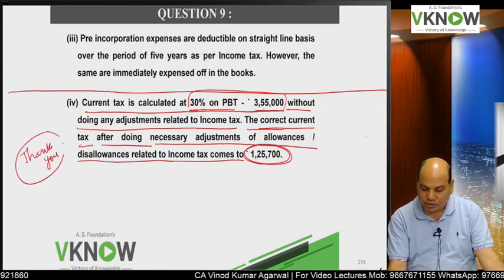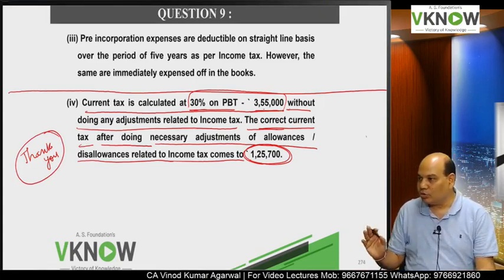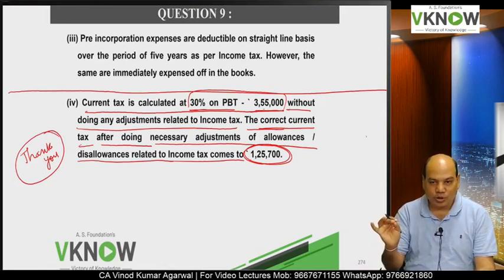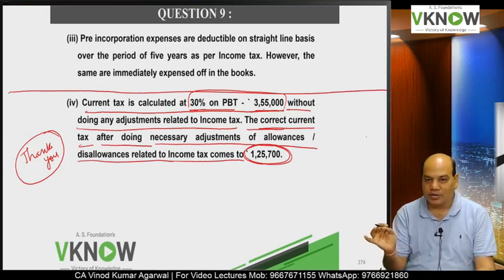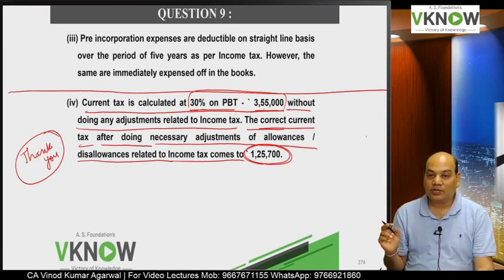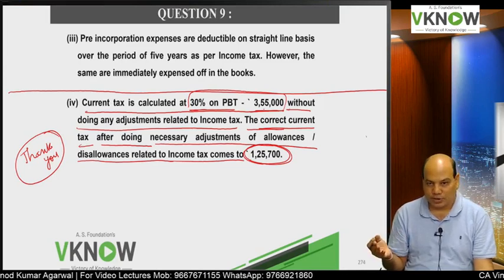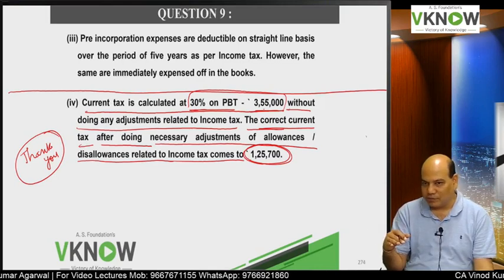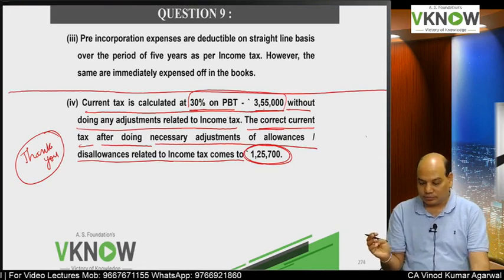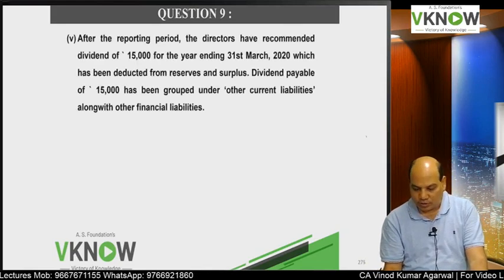Otherwise we will have to prepare one statement of computation of tax liability also. Is it right? So now you don't apply your mind. When the institute says the correct tax liability is 125,700, take it and say thank you. Otherwise you will have to prepare one current tax statement also, because your depreciation is different in the books of account and for tax purpose. Preliminary expense treatment is different in the books of account and for tax purpose. So all this will affect your current tax calculation. Because this is not a tax subject, they were kind enough to give you the current tax figure.